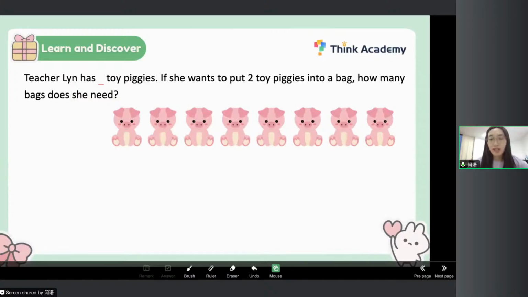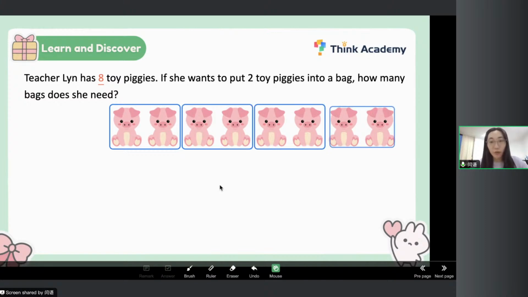As you can see, this is a very easy example. Teacher Lee has how many toy piggies? Quickly, everyone, please count. How many piggies are there? Correct, there are 8, right? If she wants to put 2 toy piggies into one bag, how many bags does she need? Super easy, right? So here you can see that we have 1, 2, 3, 4.